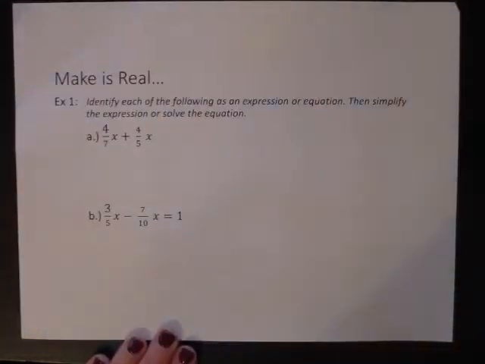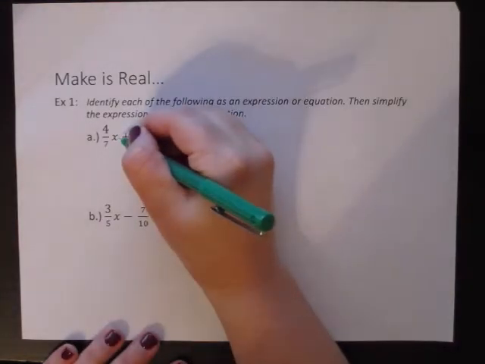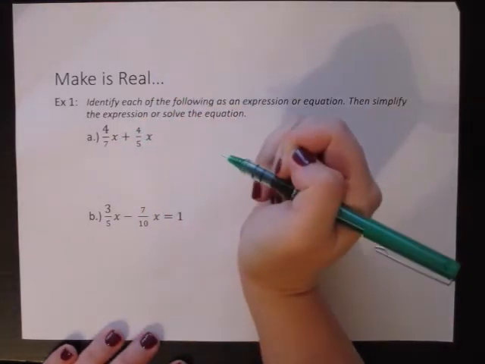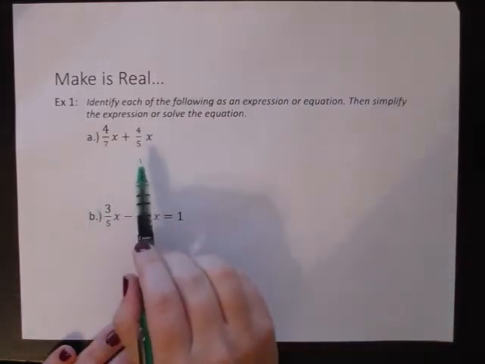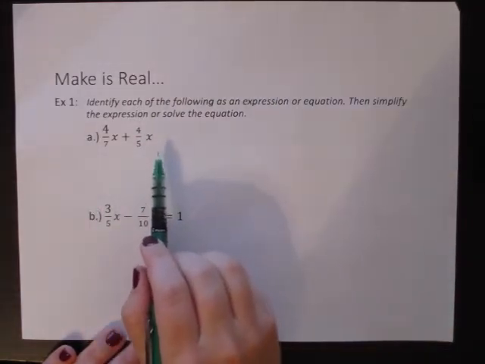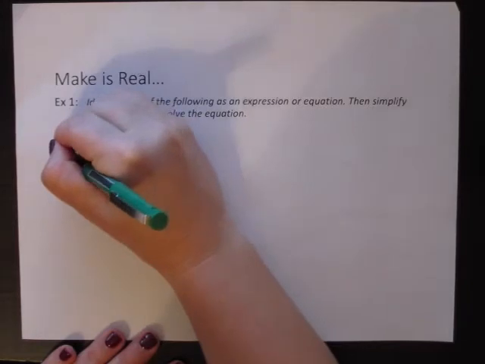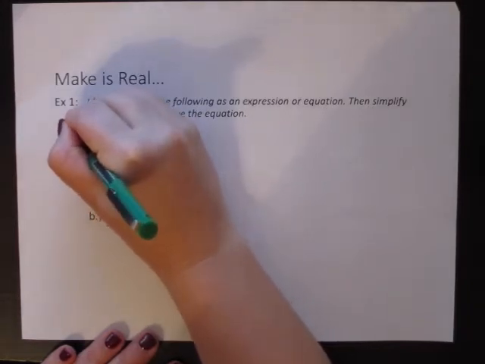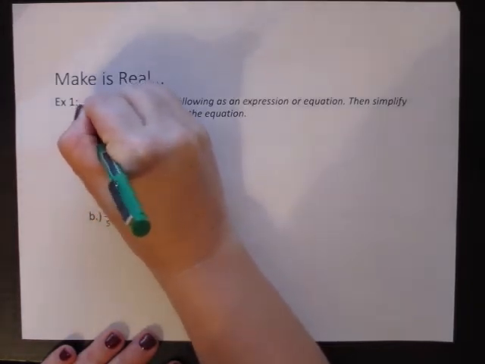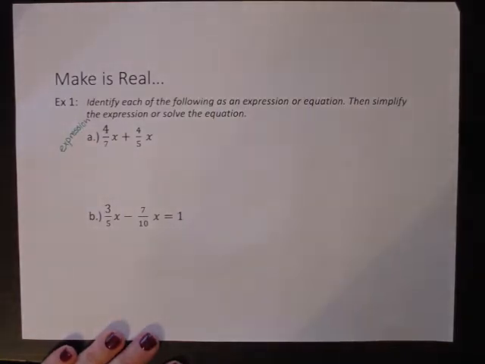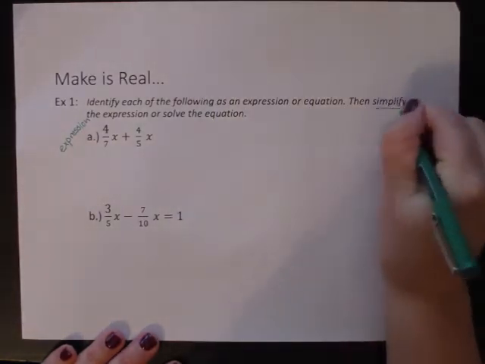So, the first part of your homework, what you're going to have to do is identify each of the following as an expression or an equation. Then simplify if it's an expression or solve if it's an equation. So, we've got 4 over 7x plus 4 over 5x. Reading that problem, you see that there's no equal sign. So, because there's no equal sign, we call this an expression. All we can do with an expression is simplify.